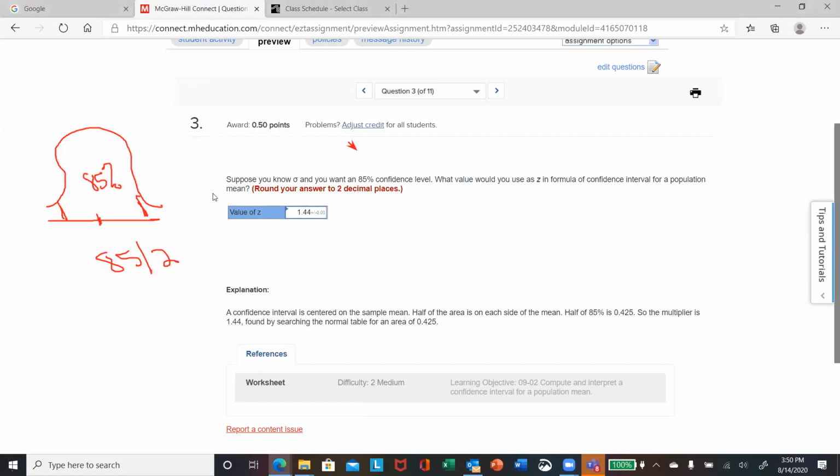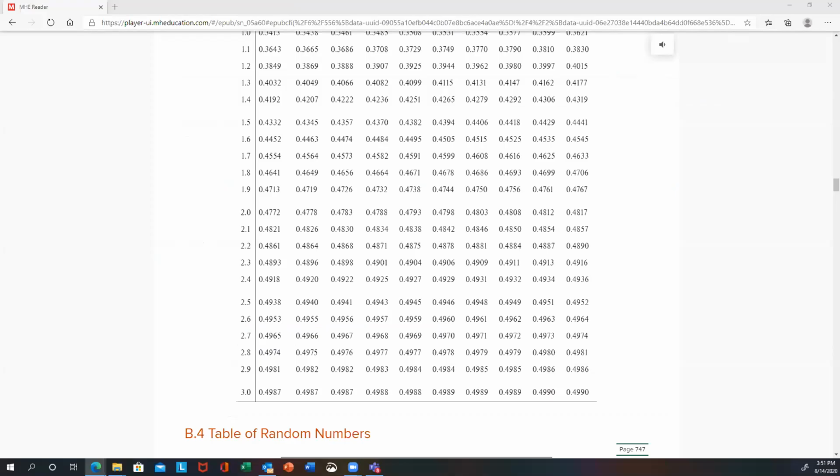So you go to your table and try to find an area equal to 0.425, and you'll find out that it's going to be right around 1.44. In case you're wondering, let me show you that in your table. Here's my table, there we go. There you can see it's right there. Notice you got 0.4251, that's close enough. So use 1.44 as your approximate. And that's how you do it.